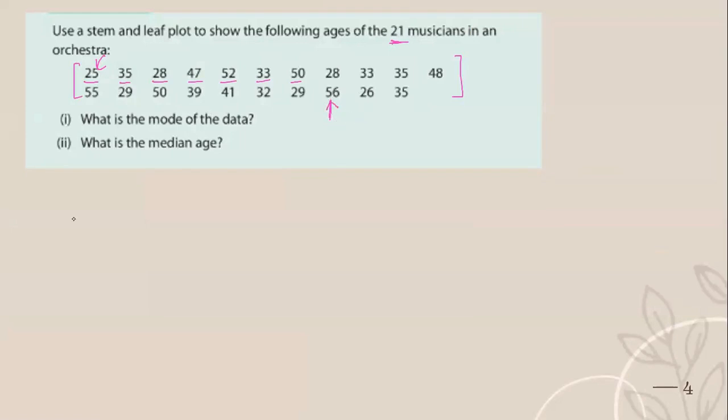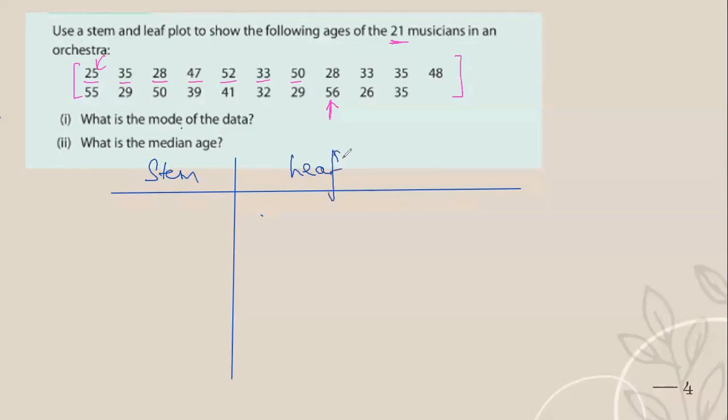So how will we represent it using the stem and leaf plot? We have to draw a vertical line and a horizontal line. On the left part, I will write stem, and on the right side, leaf. Now we know the smallest number is 25, which I will break. The left side is called the stem and the right side is called the leaf. Please see, under the 20s, how many numbers are there? 25, 28, again 28, 29, again 29, and 26.